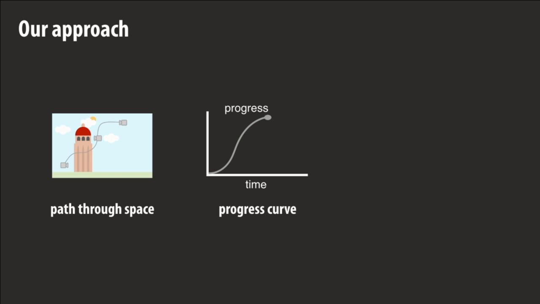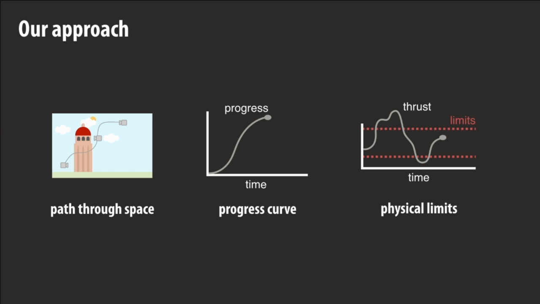Our approach for enforcing physical limits begins with a shot designed by a user. Here we're showing the shot's path through space on the left, and we're showing the shot's progress along that path as a function of time on the right. We refer to the 1D function that specifies progress over time as a progress curve.